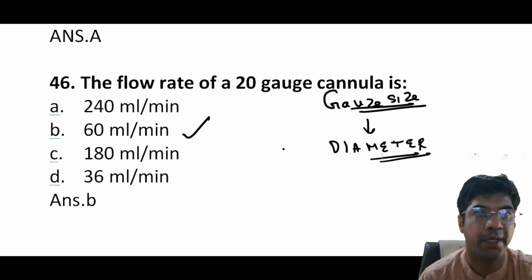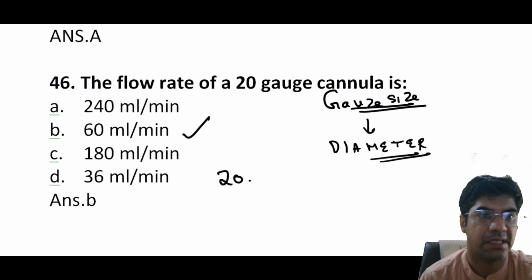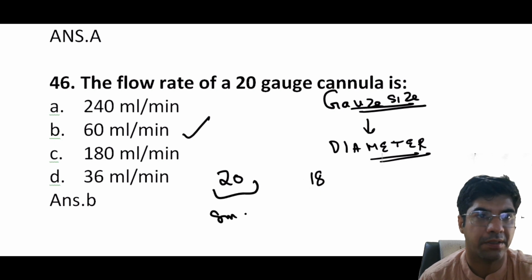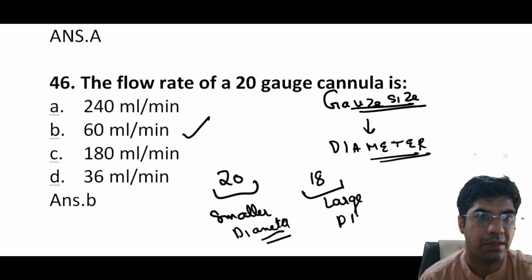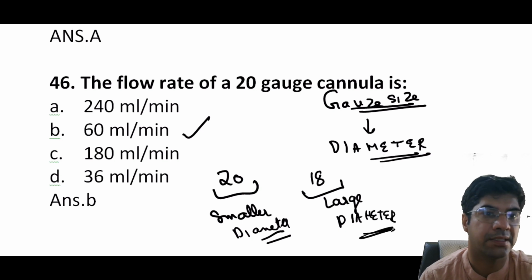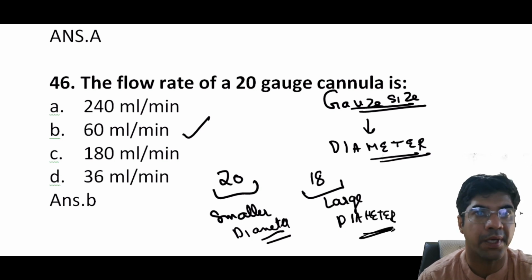Suppose you have a 20 gauge and 18 gauge. So remember, 20 gauge would have a smaller diameter compared to the lower gauge number, that is number 18. So this diameter would affect the flow rate. The larger the diameter, the higher the flow rate.